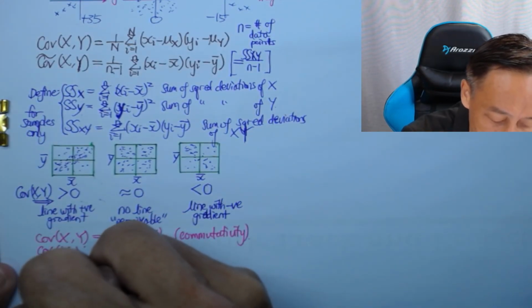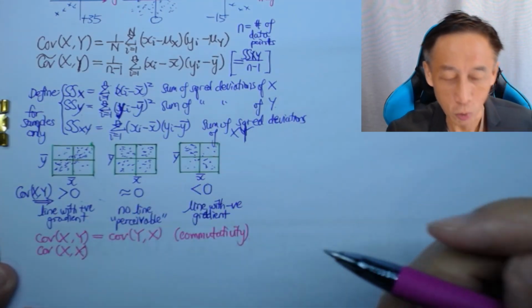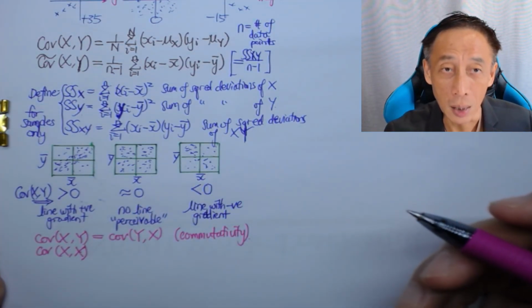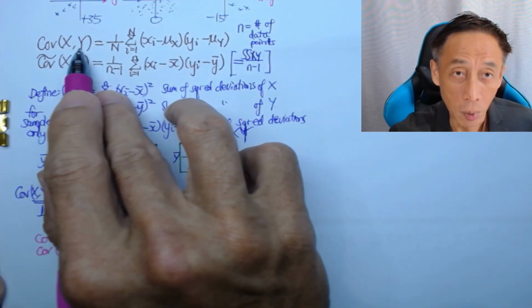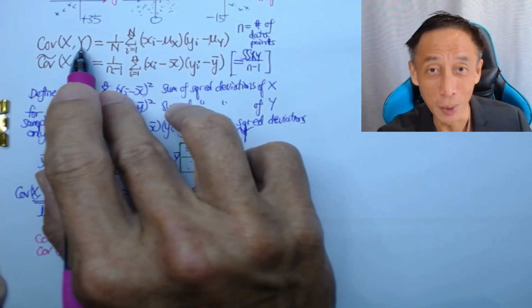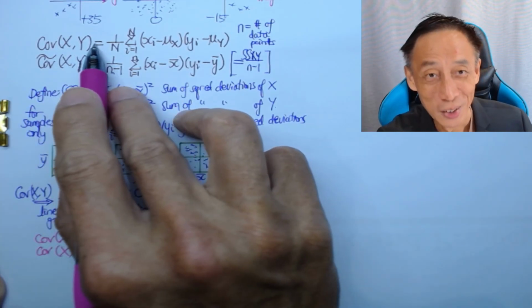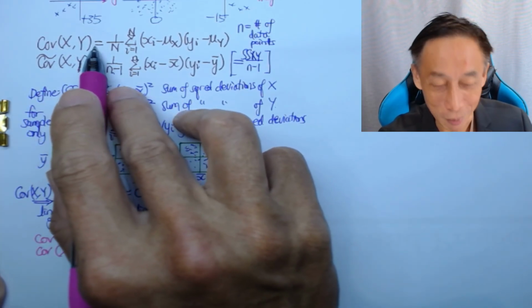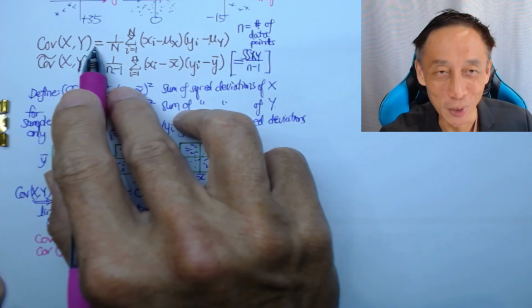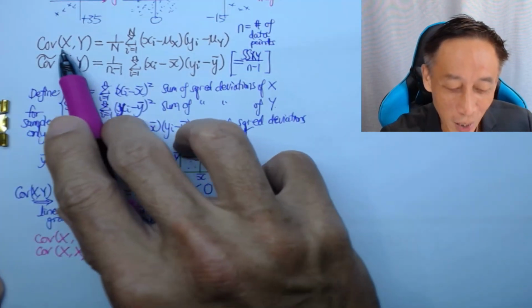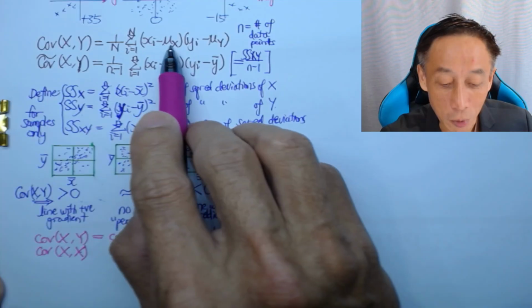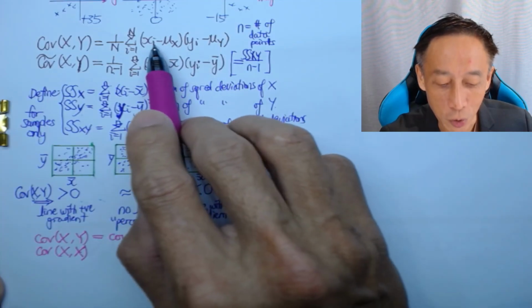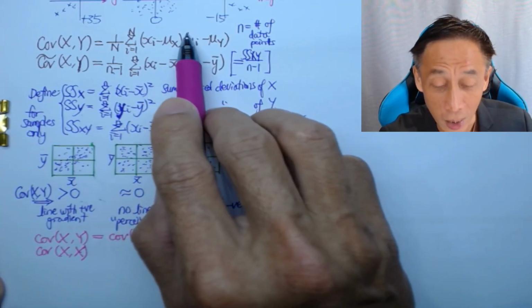What happens if I put y to be x? That means I ask this number cruncher that y, I can forcefully replace it with x, right? We seldom do that, but in mathematics you can do anything because you're not touching reality. So x comma x, what happens? 1 over n, xi minus mu x times xi minus mu x, which means xi minus mu x squared.